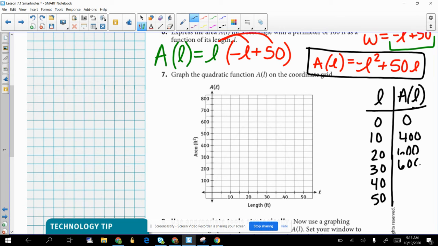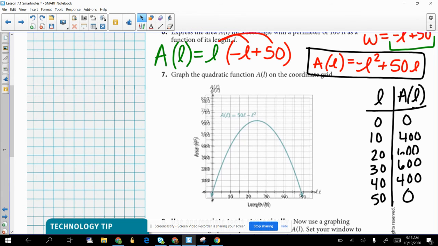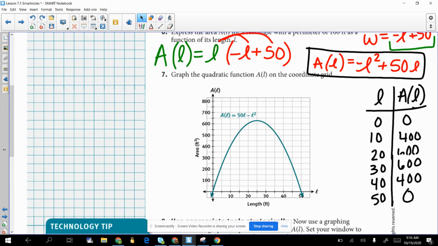This is also going to be 600. Then this is 400. Then this is back down to 0. Okay, so it's kind of a pattern there. And like I said in the beginning, quadratics are this U shape. So this is what your final function should look like.